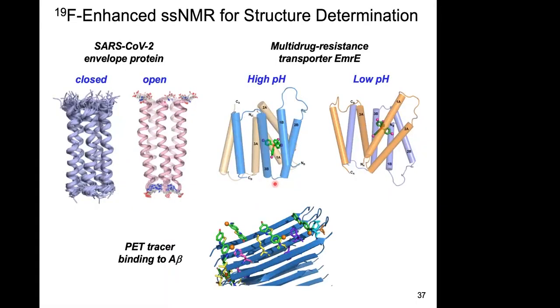So how do we use these heteronuclear recoupling techniques? I want to give 3 examples to give you a sense. Two membrane proteins, the SARS E protein and the multidrug resistance protein EmrE, and a third, an amyloid peptide, A-beta fibril, where we have a fluorine-bearing PET tracer.